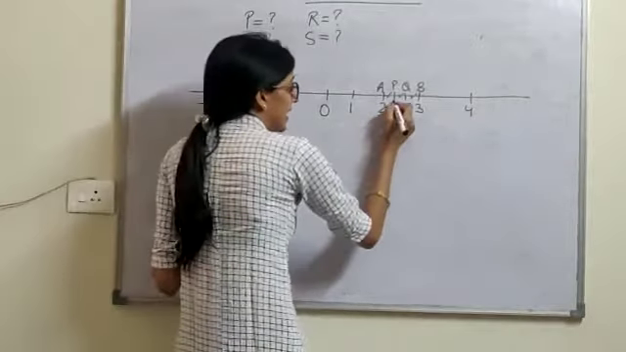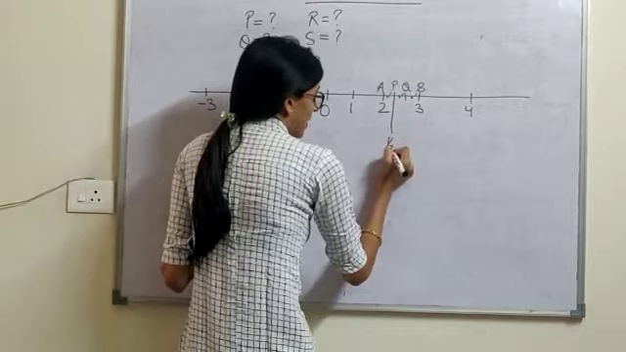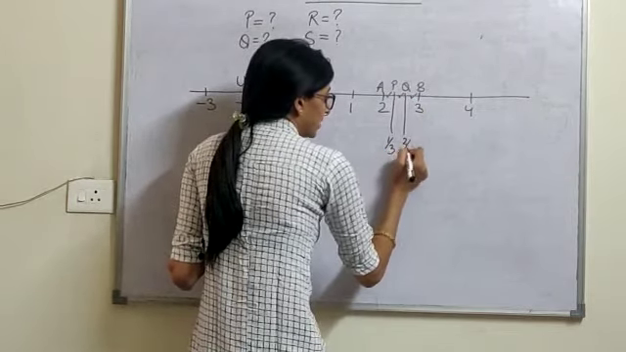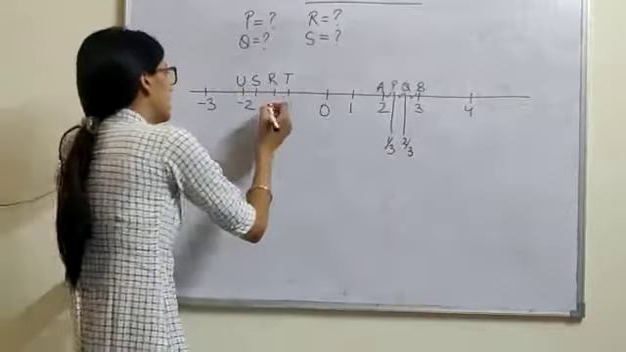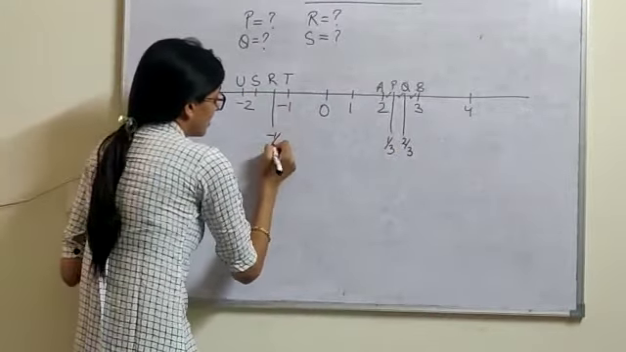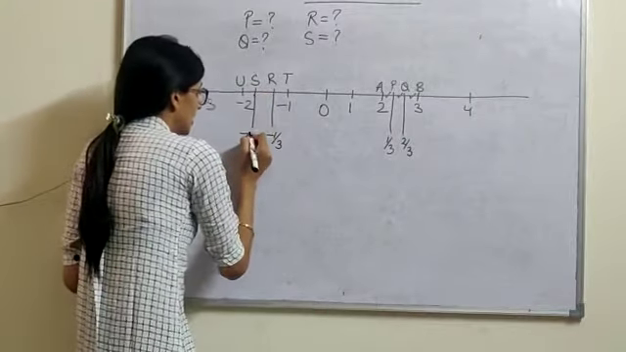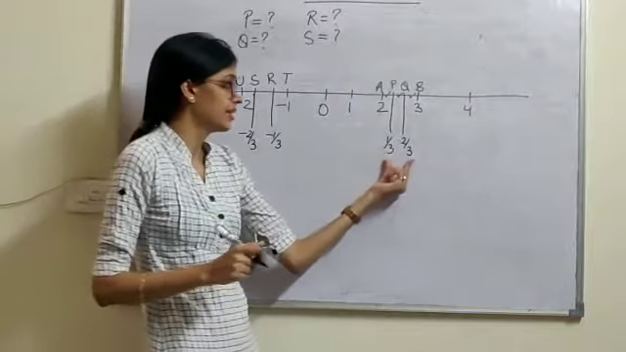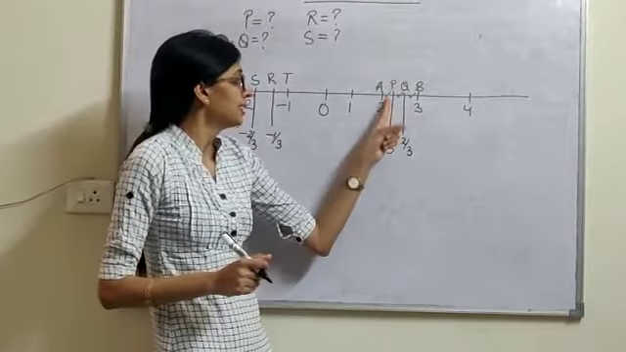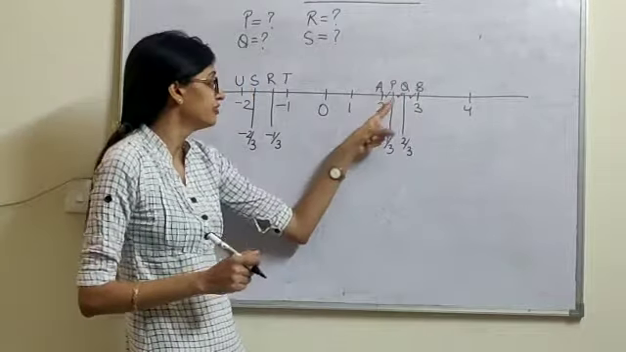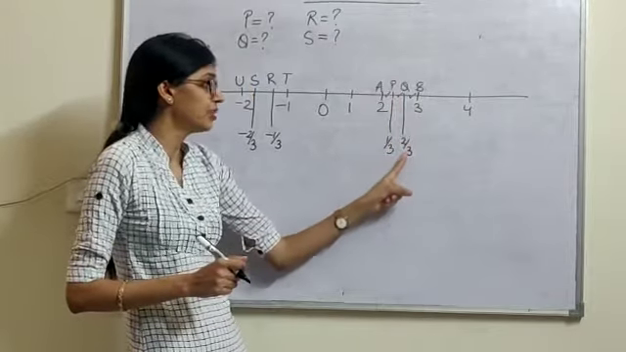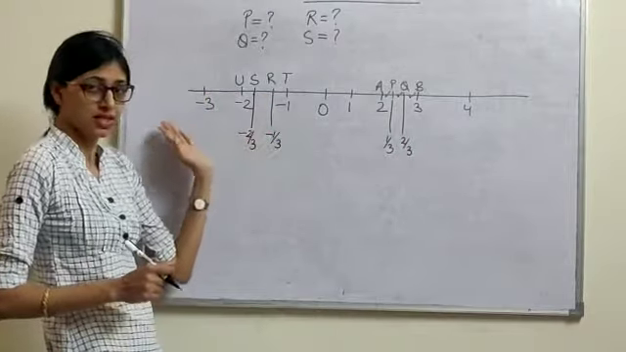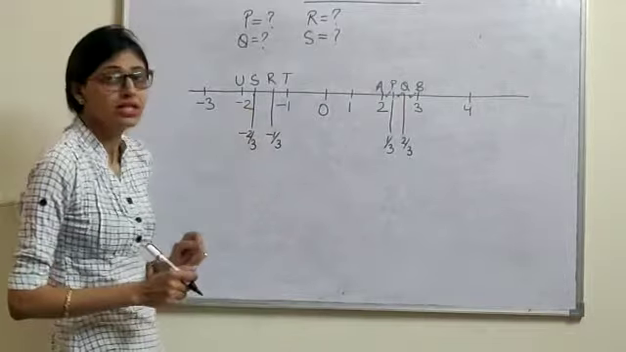So, can I write it as 1 by 3, 2 by 3. Similarly, I can write it as minus 1 by 3, minus 2 by 3. This is the first step that I have done because I know that it is divided into 3 equal parts. So the first point will be 1 by 3, second point will be 2 by 3. Similarly, the first point will be minus 1 by 3 because it is on the negative side. The second part will be minus 2 by 3.